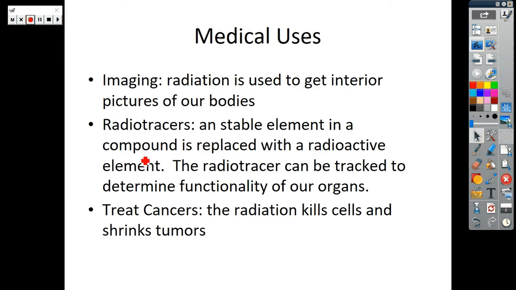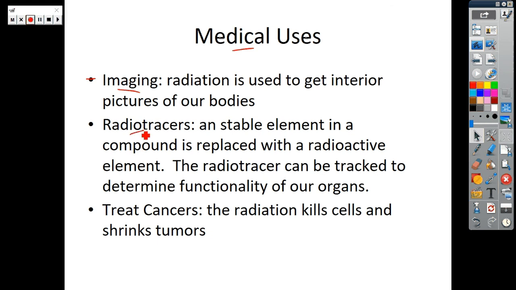All right, so another use of nuclear chemistry is in the medical field. In the medical field, there are a few subsets of uses of nuclear chemistry. One is imaging. Imaging, we're talking about trying to see inside the body. So we can use radiation to get interior pictures of the body and try to figure out what's going on there. X-ray is one example of that, but we have much more powerful techniques than X-rays these days. We'll talk about some of those.